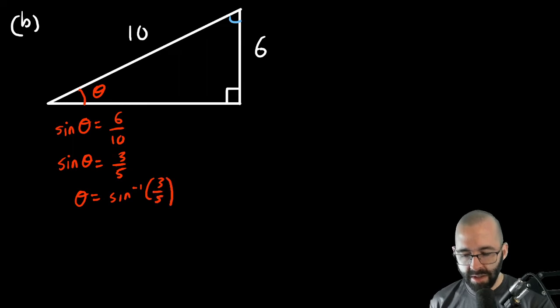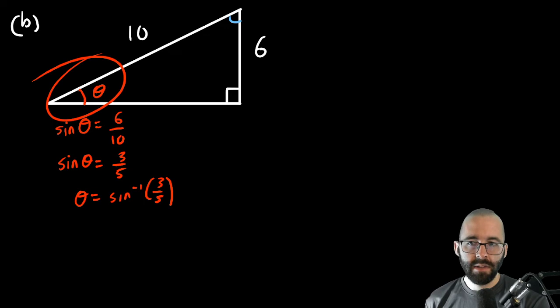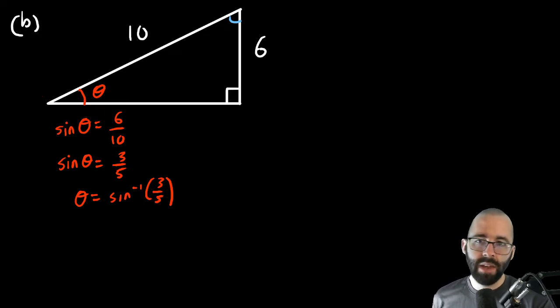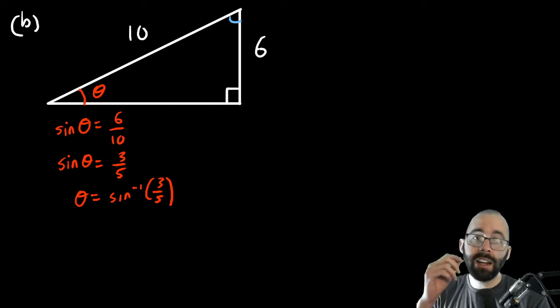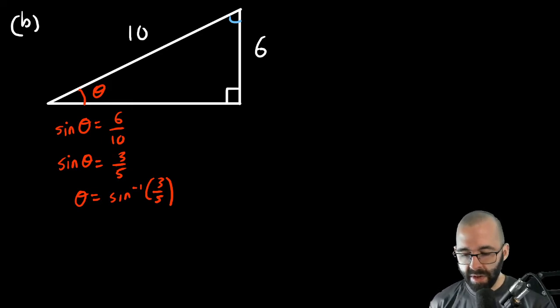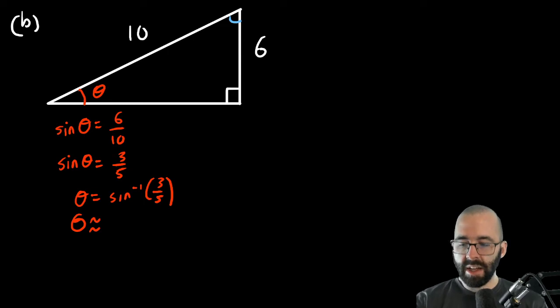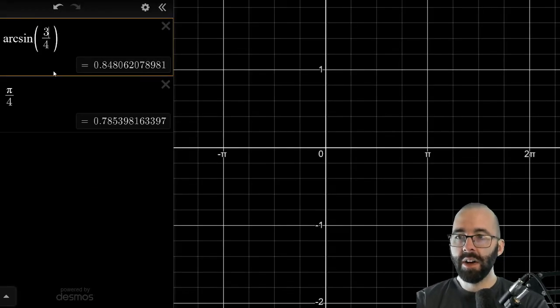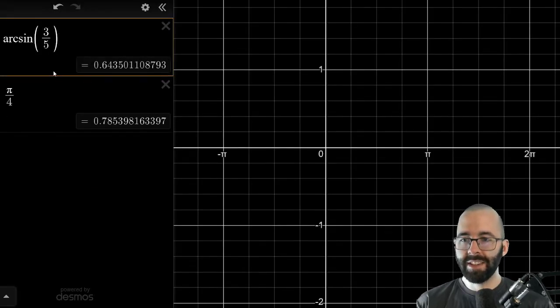And again, the reason we can do that is because this angle is in the range of arc sine. This angle is in any acute triangle, so any right triangle will have this be the case. All right, so type that into a calculator. Inverse sine of 3/5. Oh, it's really simple. We almost already have it. There we go.